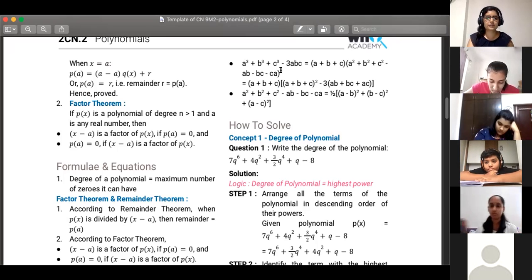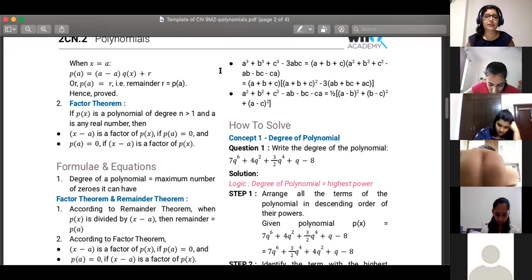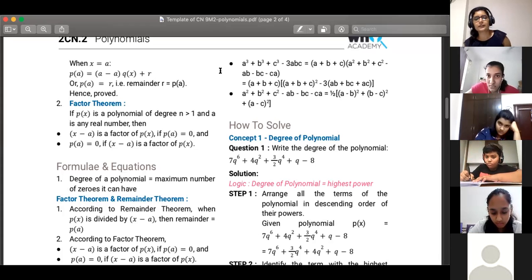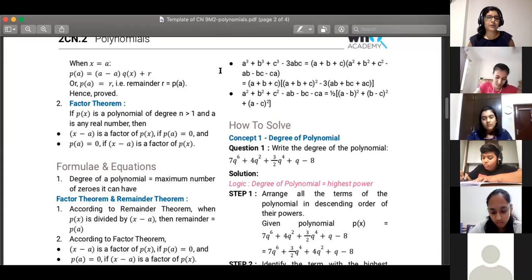So finish noting this down. a cube plus b cube plus c cube minus 3abc equal to (a plus b plus c) into (a square plus b square plus c square minus ab minus bc minus ca). So when you're writing it down, observe the pattern, kya hai. It'll help you remember better.